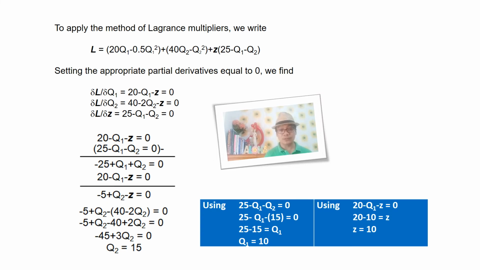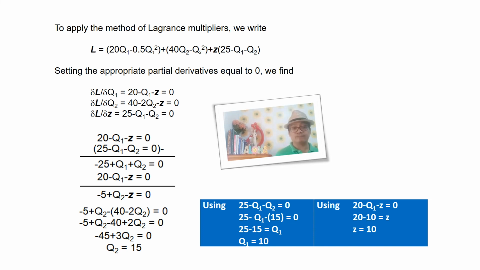We validate our solution by applying the method of Lagrange multiplier. We write the Lagrangian function as follows: L equals 20 Q1 minus 0.5 Q1 squared plus 40 Q2 minus Q2 squared plus Z times the constraint 25 minus Q1 minus Q2, where the binding constraint is Q1 plus Q2 equals 25. And Z again denotes the Lagrangian multiplier.